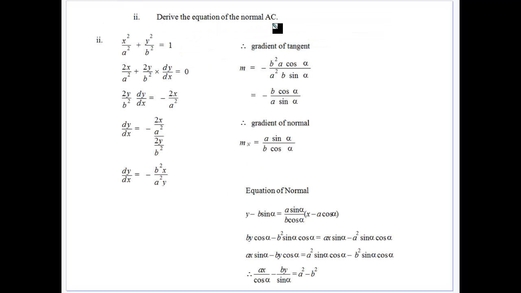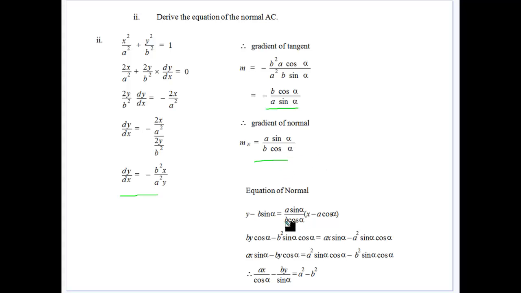Derive the equation of normal AC. Well, how do we do that? Well, as we did before. We get our gradient of our tangent. We've put it in parametric form. So our gradient of our normal would be in parametric form.